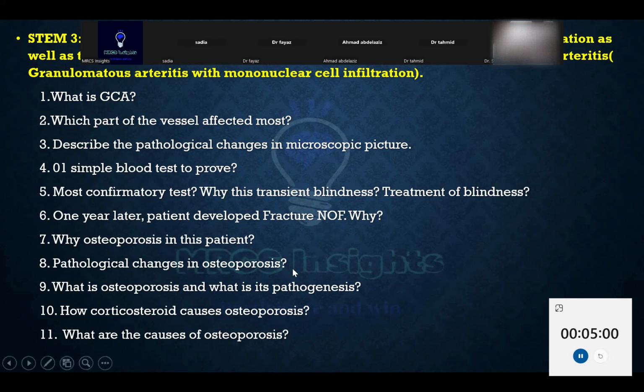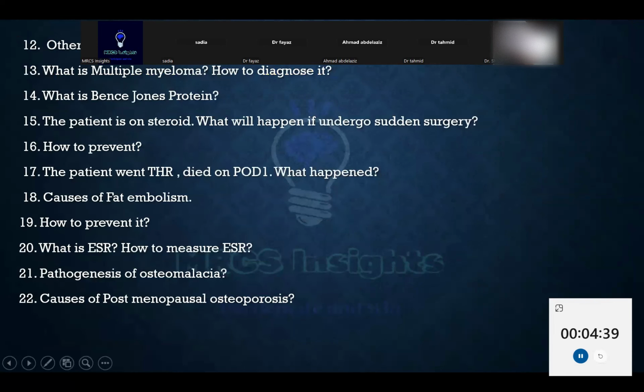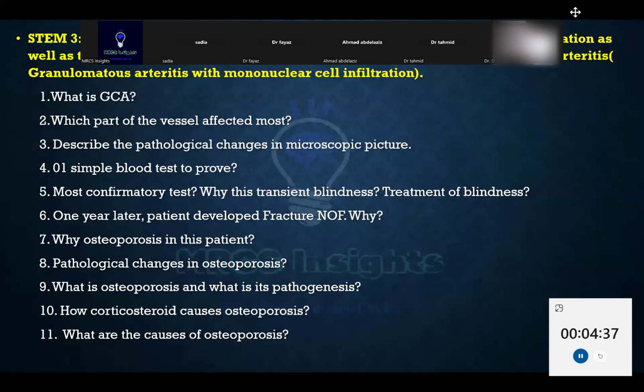Okay. So what is osteoporosis? Osteoporosis is a metabolic bone disease that occurs through many factors like steroids, old age, hormone replacement therapy. In osteoporosis, there is overactivity of osteoclasts, with osteoblasts being less active.